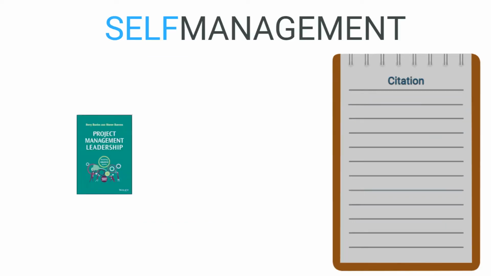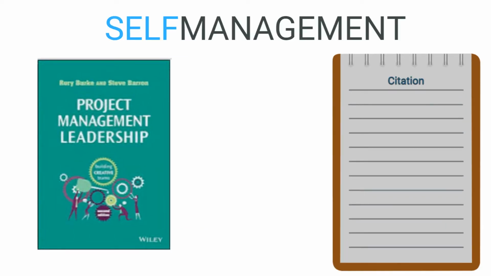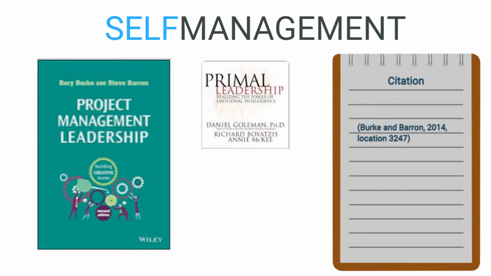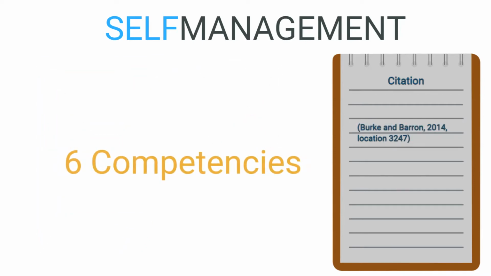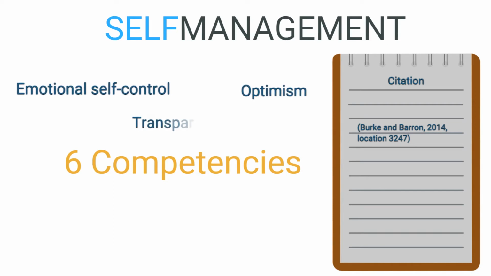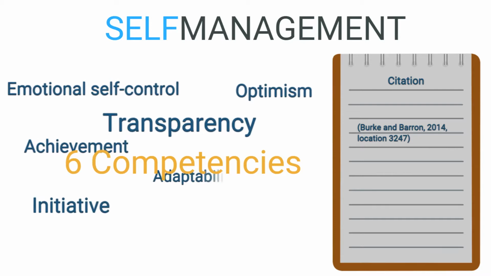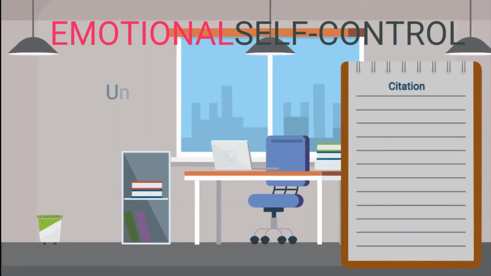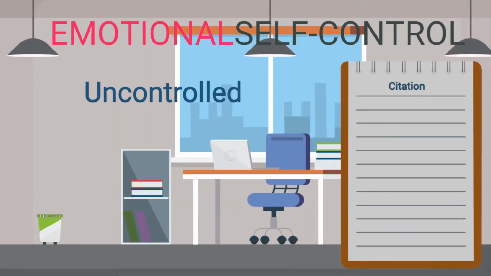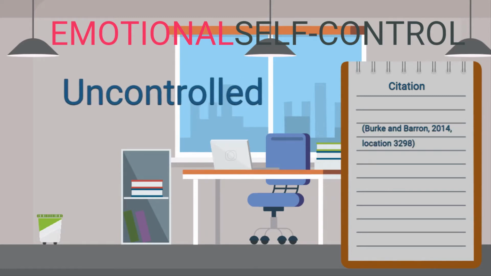Roy Burke and Steve Barron, in their book Project Management Leadership, expand on the emotional intelligence domains and associated competencies, adapted from Goleman, Boyatzis and McKee, 2002, Primal Leadership. Burke and Barron identify 6 competencies for the self-management domain: emotional self-control, optimism, transparency, achievement, initiative, and adaptability. Burke and Barron theorize, how can a leader lead if they respond to situations with uncontrolled emotions?